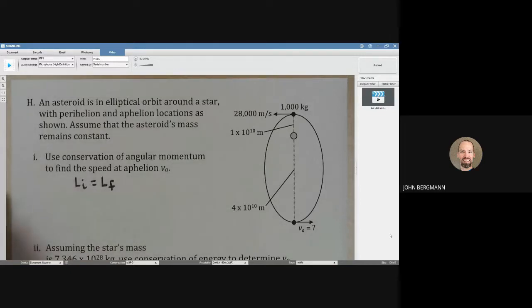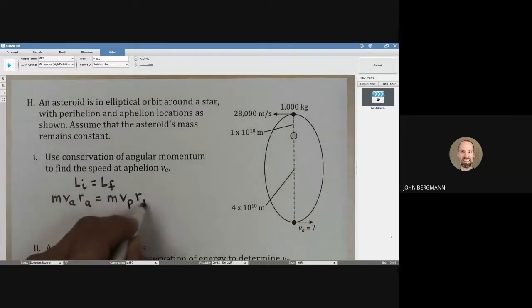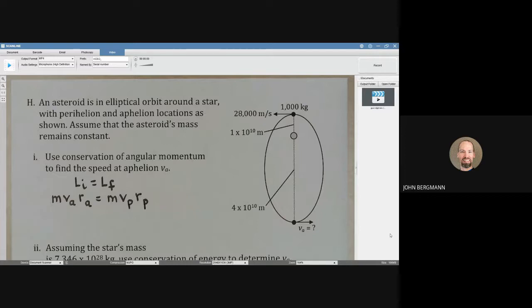One equation for angular momentum was the mass times the velocity times r perpendicular. R perpendicular being perpendicular to the velocity is that RA value for aphelion and that R value for perihelion. The mass is the same. We're assuming the mass stays constant. That's what it says in the problem. And so it looks to me like 3 of these 4 variables are given. And so VA is going to be VP RP divided by RA.